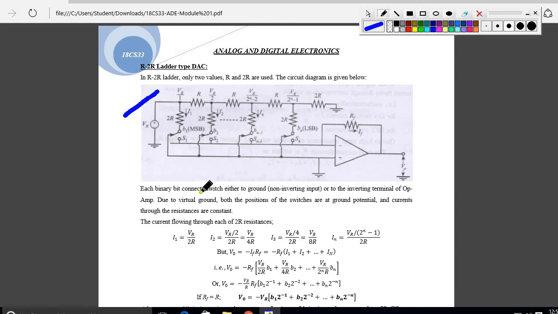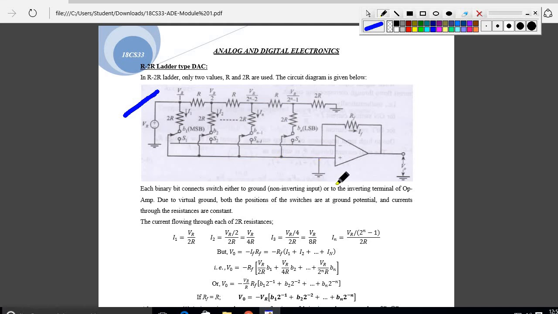Each binary bit connects its switch either to the ground, the non-inverting input, or to the inverting terminal of the operational amplifier. So here the binary bits B1, B2, up to Bn are each connected either to the inverting terminal of the operational amplifier, or directly to the non-inverting terminal. See in this diagram, it is connected to the positive sign, meaning the non-inverting terminal, which is always connected to ground.